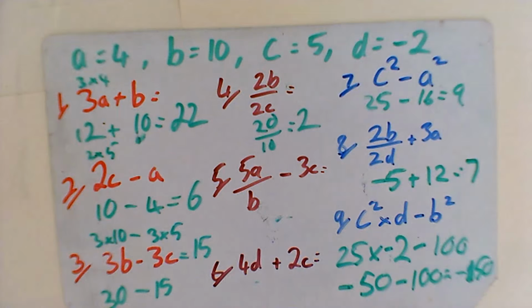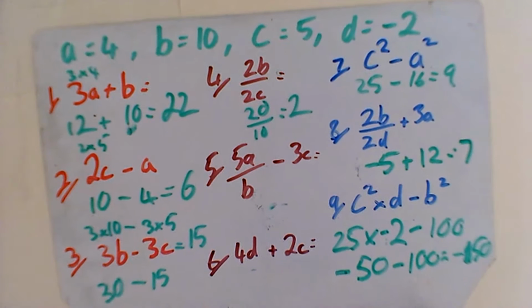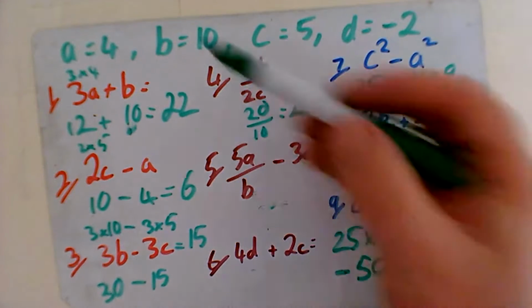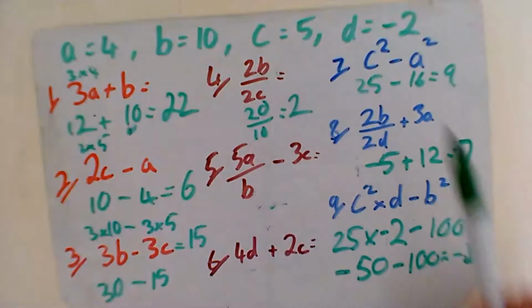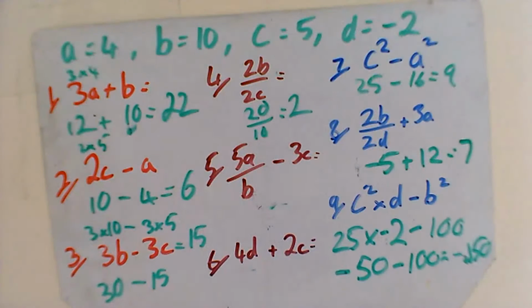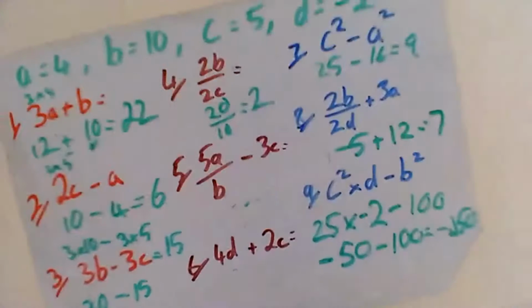If you got that right, really well done, because that's a tricky question. Minus 150. So this last few here have been tricky. Hopefully we can get this first half more or less done. And if you're getting these as well, you're doing really, really well.